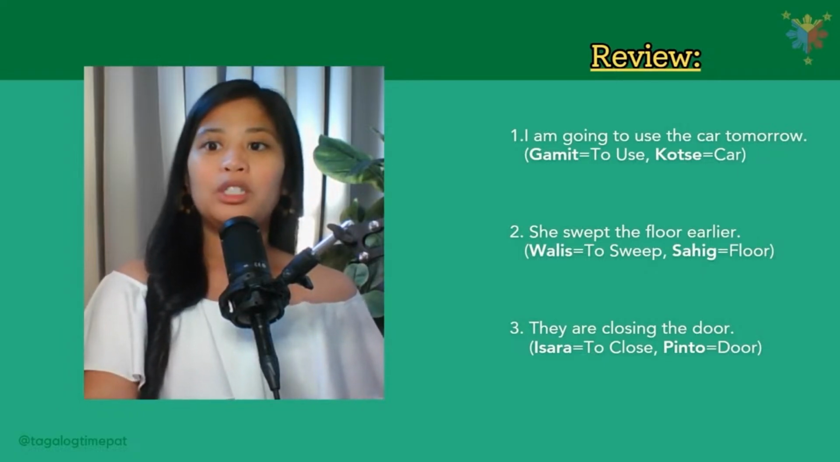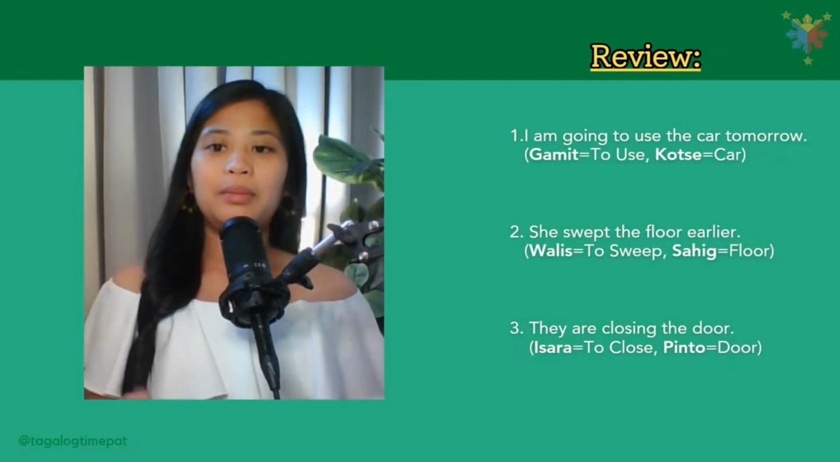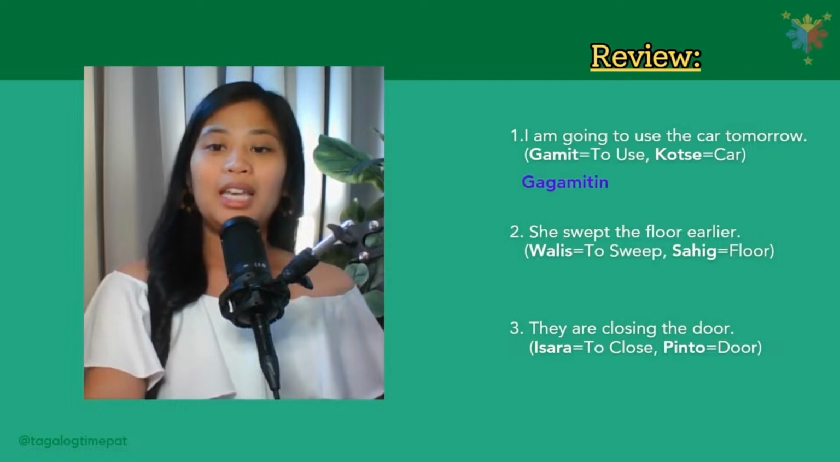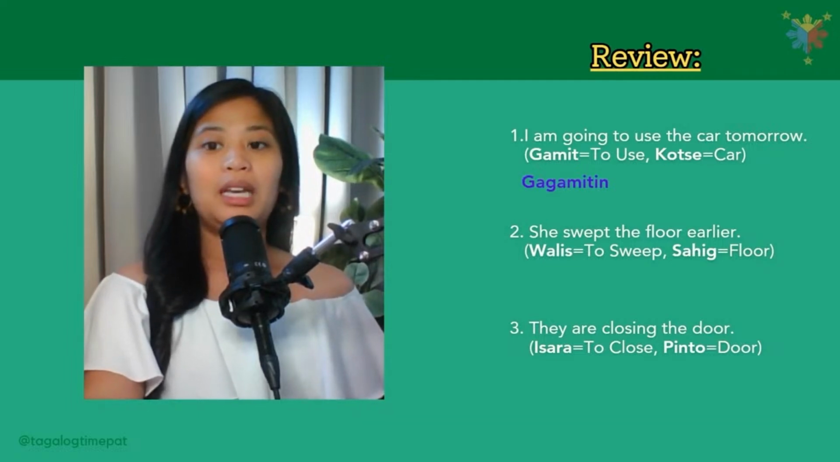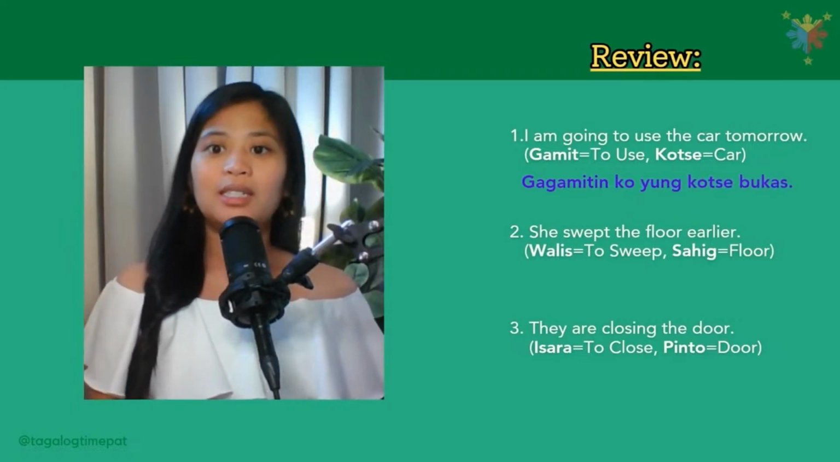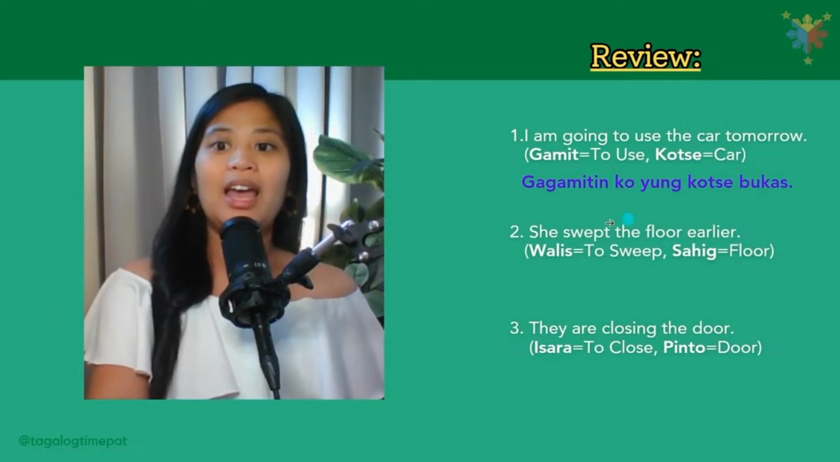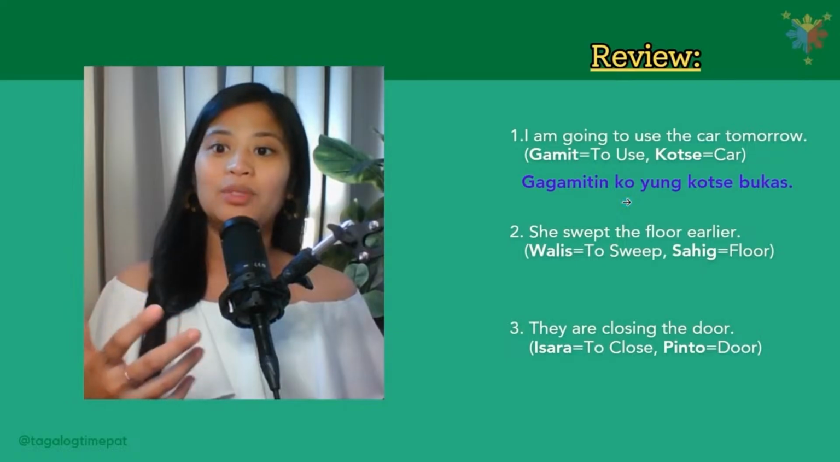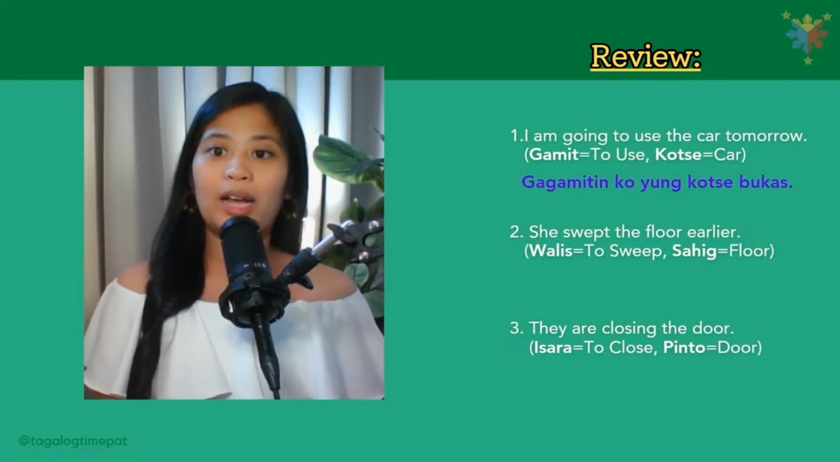So I am going to use the car tomorrow. Gamit means to use. Kotse means car. In Tagalog, it would be gagamitin ko yung kotse bukas. It's a future tense sentence, so it's gagamitin. And then ko is the possessive pronoun here, meaning I. So gagamitin ko yung kotse bukas.